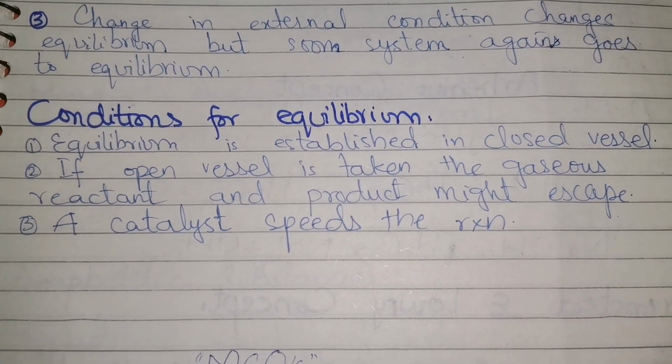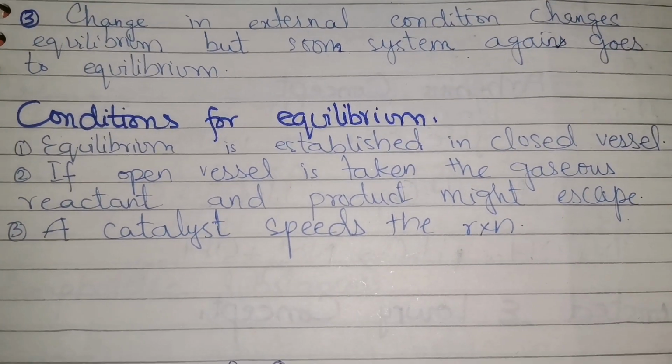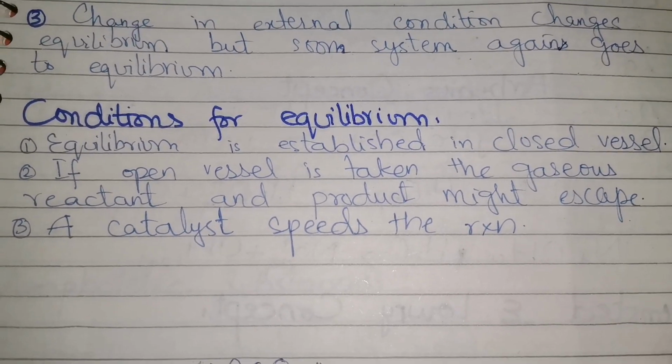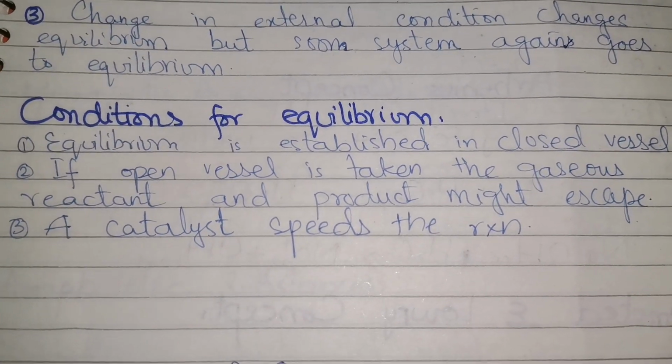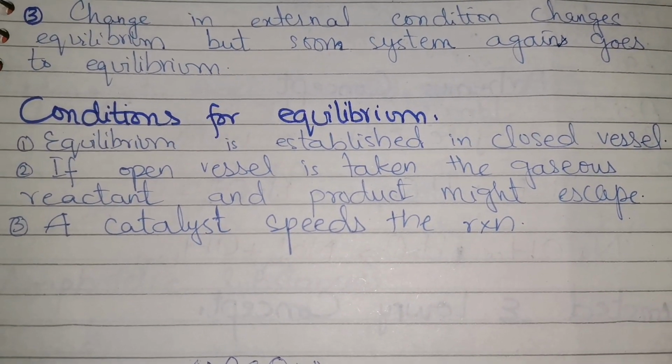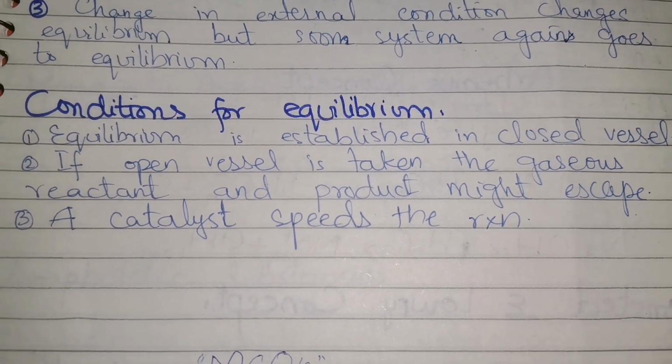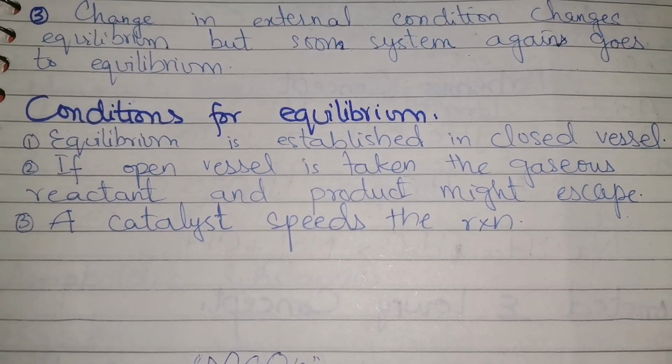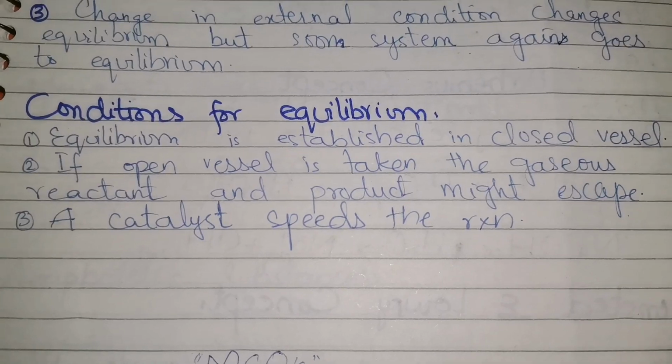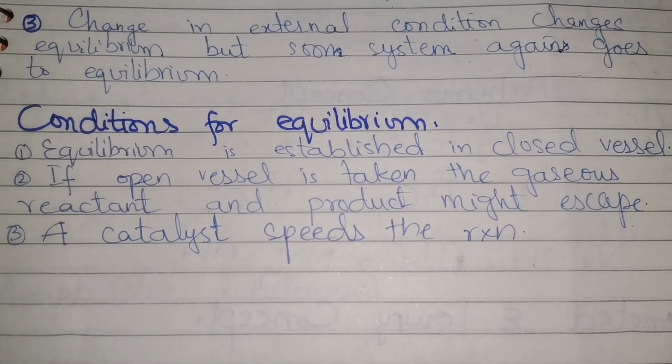It adjusts itself and goes back to equilibrium. Now what are the conditions for equilibrium? The first condition for the equilibrium is that equilibrium is established in a closed vessel, in a closed container. Now what will happen if we take an open container?